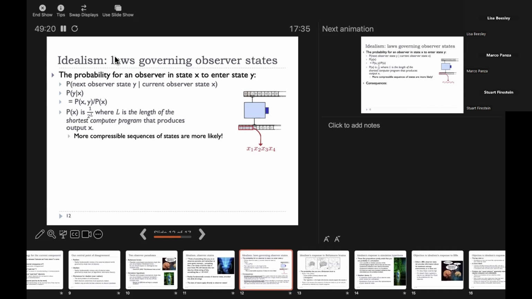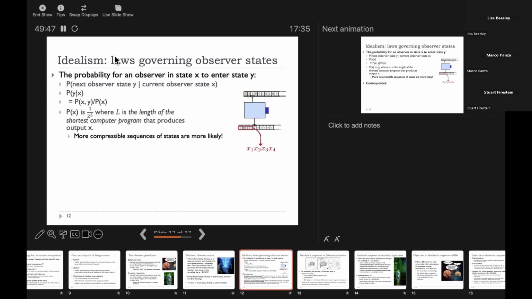P of Y given X is equivalent to, so this is a conditional probability, that's equivalent to what he calls the prior algorithmic probability of XY, the two bit strings together, divided by the prior probability of X. Okay, so what are these prior probabilities? We'll just take the prior probability of X. It is 1 divided by 2 to the power of L, where L is the length of the shortest computer program that produces X.